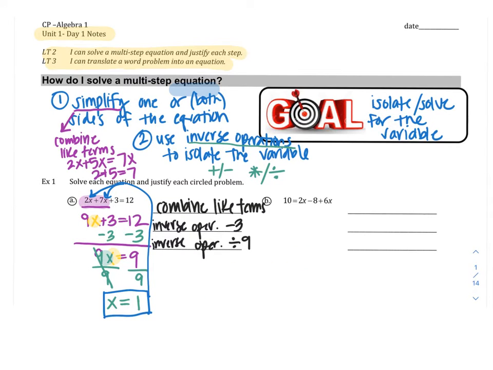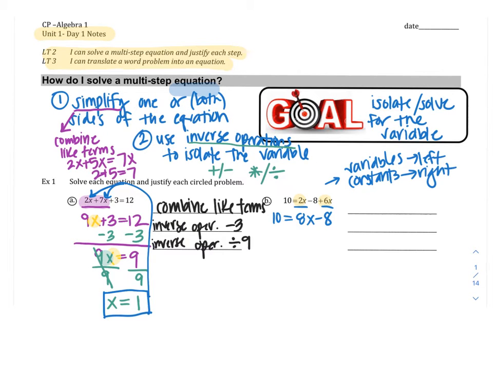For example 1b, we're going to follow the same steps. Step 1 says simplify one or both sides of the equation. On example B, I see on my right side of the equation I have a 2x and a positive 6x, which are like terms. 2 plus 6 is 8. So I have 10 on the left, equals, now I combine those two and get 8x minus 8. Again, I have variables on both sides. I would always recommend move the variables to the left, constants to the right.